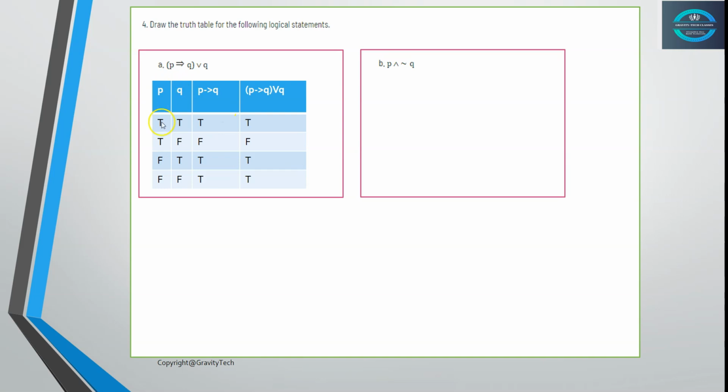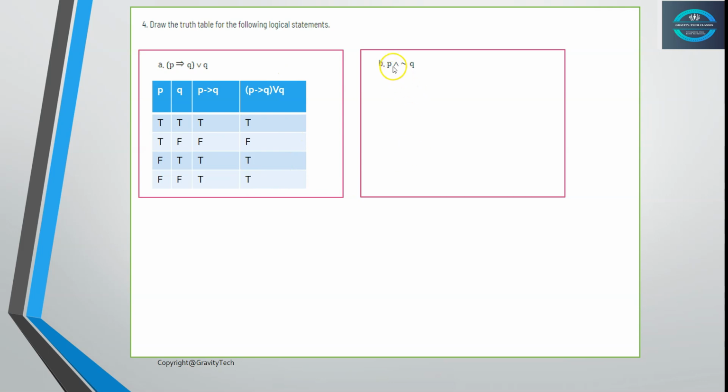So see, P: T, T, F, F; Q: T, F, T, F. P implies Q, what will come? Only for T, F it is F, all the others will be T's. And then P implies Q or Q. What does that mean? If even one of these two is T, then the answer is T. If there is not a single T in these two, then this will be F. There is one T, so T, there is T, so T. So this is how it is.